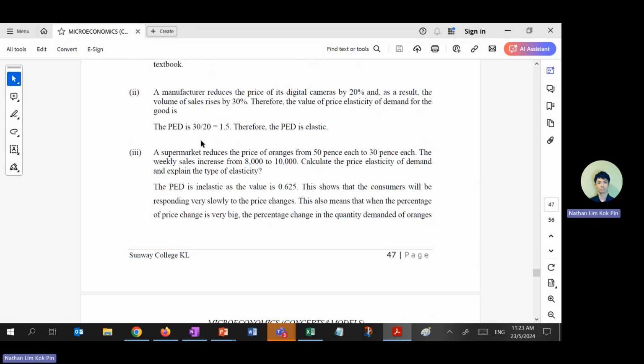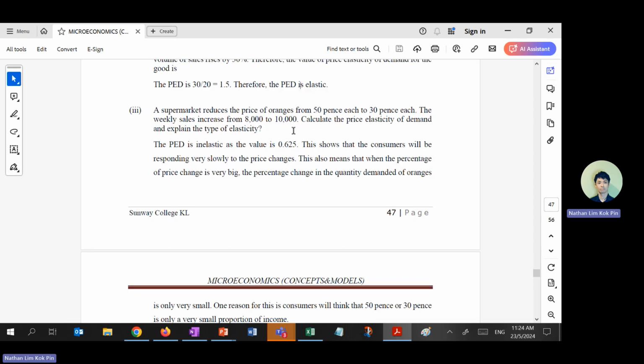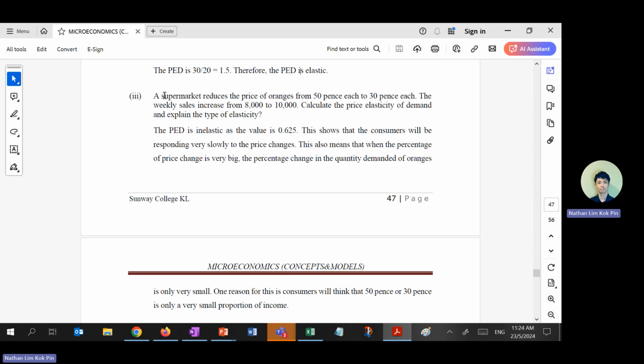Next one. This one doesn't need a calculation because they only ask the value of PED, but also ask you to do an explanation. You don't need to do the explanation, but you need to do the calculation. This one, if I want to explain, also can. Don't want to waste time. Next one is orange.